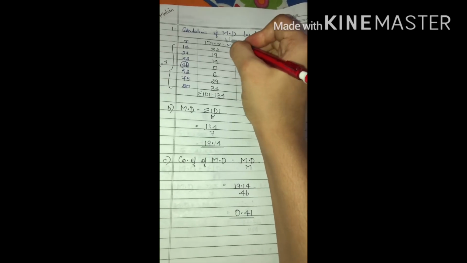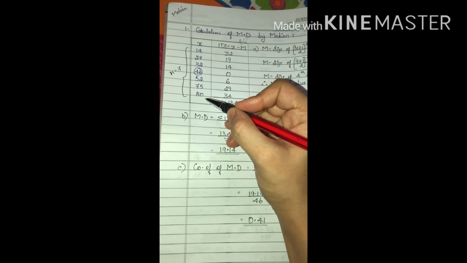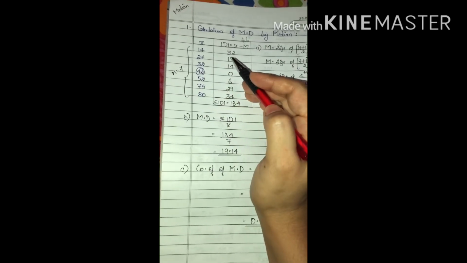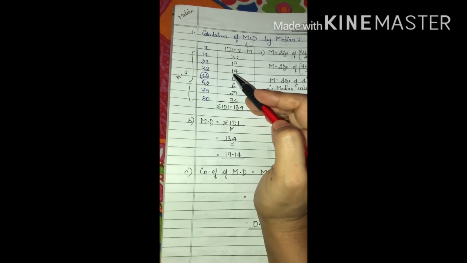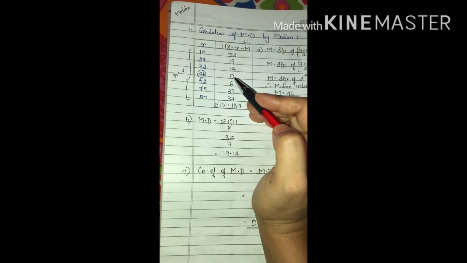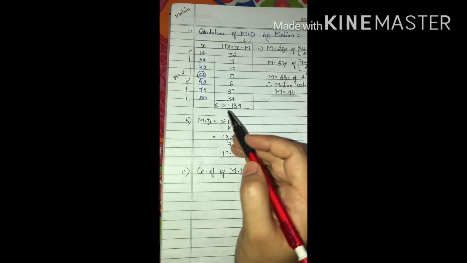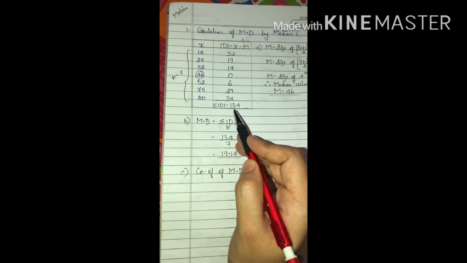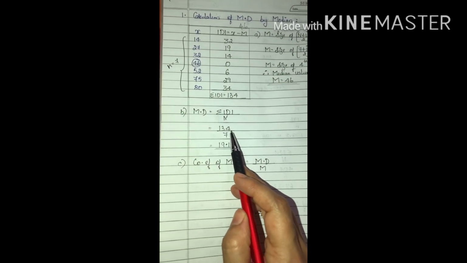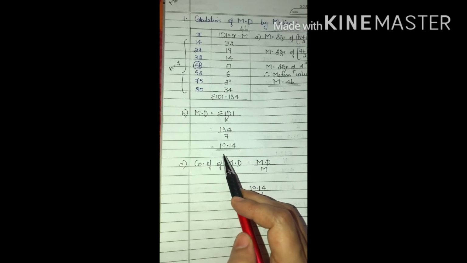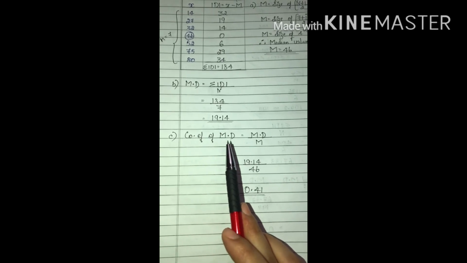This 46 needs to be deducted from all the values of observations. 46 minus 14, 32. 46 minus 27, 19. 46 minus 32, 14. 46 minus 46 is 0. It goes on like this. After deducting all the values, you total the column and get 134. Now apply the formula: 134 divided by n, 7, you get 19.14.